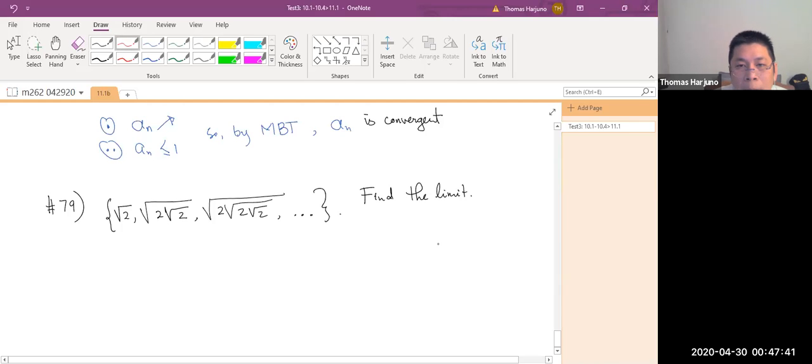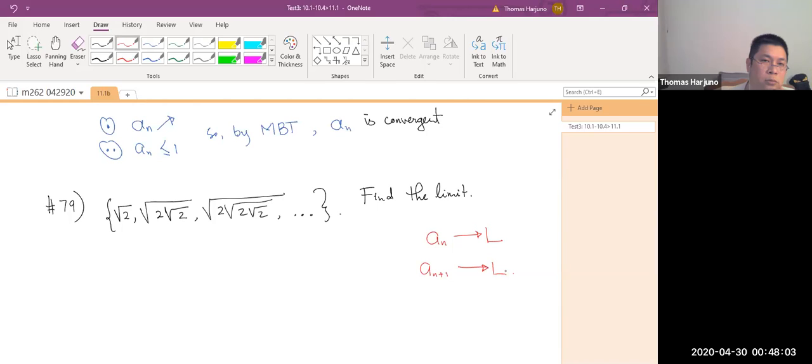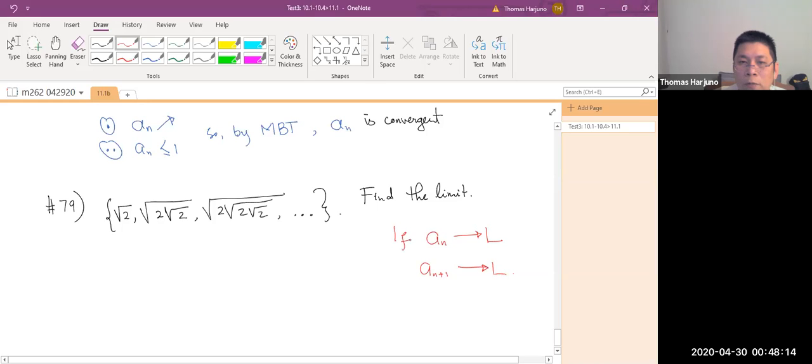Suppose A sub n is convergent to the limit L. Can you tell me what the term A sub n plus 1 is convergent to? It will converge to L also. Can you follow me? If the sequence converges to L, then the sequence of the next term will converge to the same number, L.